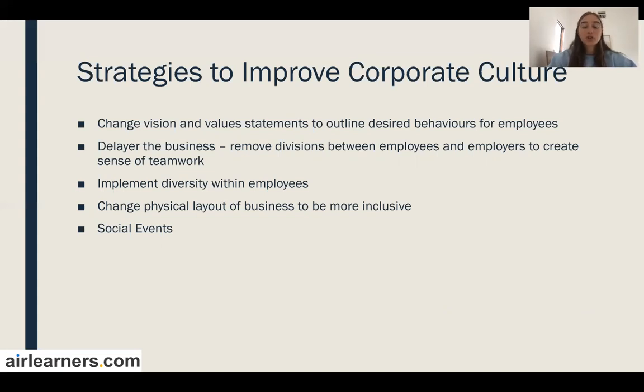And finally, social events, whether that be employee of the month events or a Friday night drinks event, Christmas parties, those kinds of things improve working relationships between employees and also improve working relationships between employees and their employers so that everyone feels like one team and it improves the corporate culture as people want to go to work because they enjoy their job.